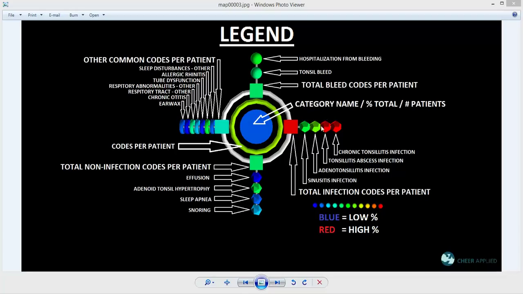For example, this element right here is related to tonsillitis abscess infections. Each element will range from blue to red based on whether it is a low percentage or a high percentage versus the population. Blue tends to be good and red tends to be bad.